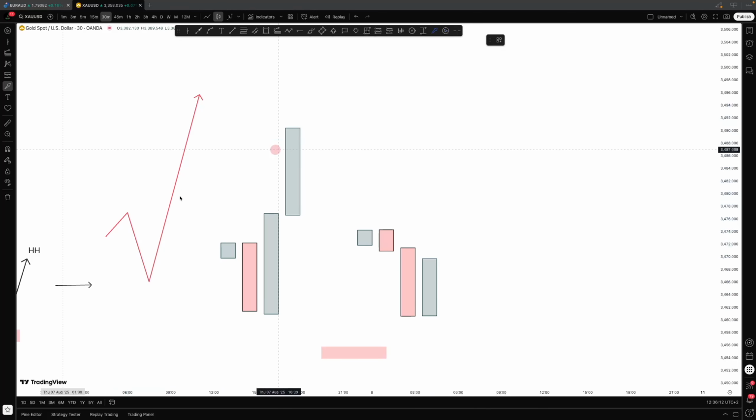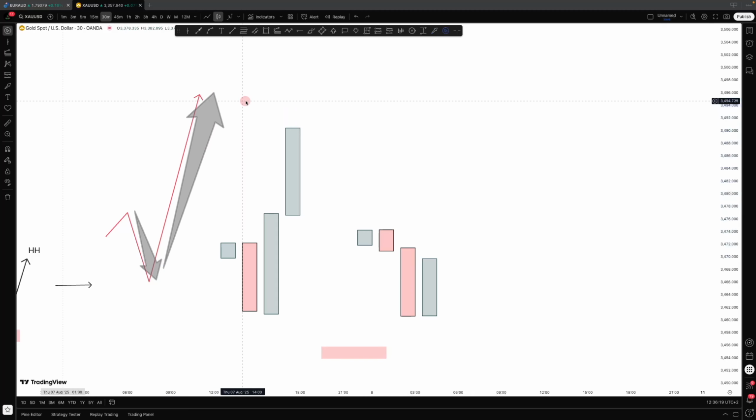Price tried to move to the downside, but it failed to move lower, and then we push to the upside very aggressively. It goes to show that there are so many people in the market who are willing to buy that asset. So that's the only thing that you need to understand.